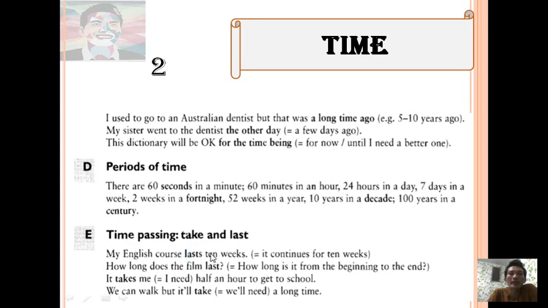The time passing: take and last. My English course lasts 10 weeks. It continues for 10 weeks. And how long does the film last? How long is it from the beginning to the end?